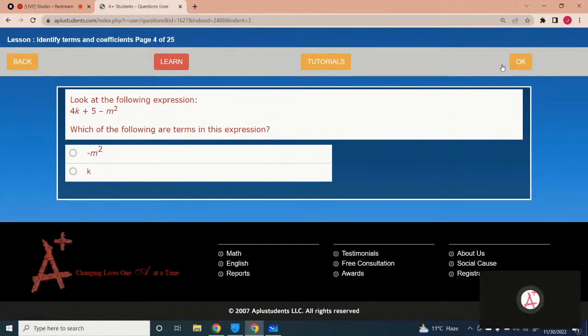Look at the following expression, 4k plus 5 minus m square. Which of the following are terms in the expression, negative m square or k? That would be the negative m square, because with k you have a coefficient, but here you're not mentioned with the coefficient. Got it? So negative m square is the correct option.